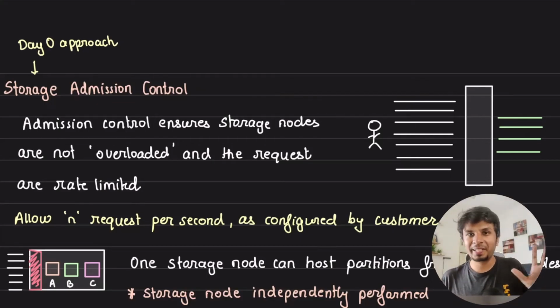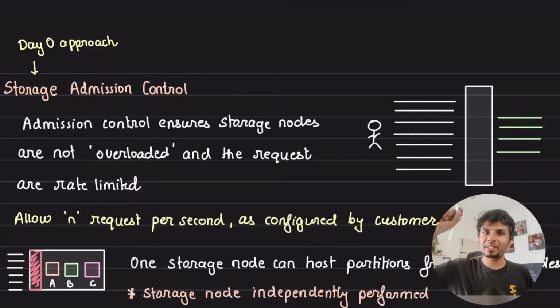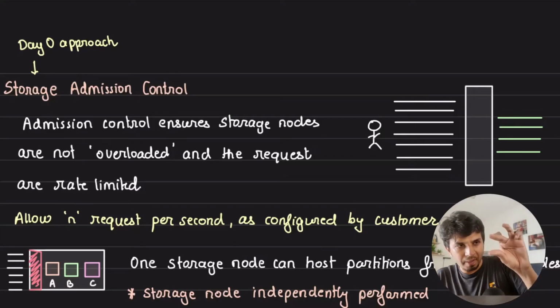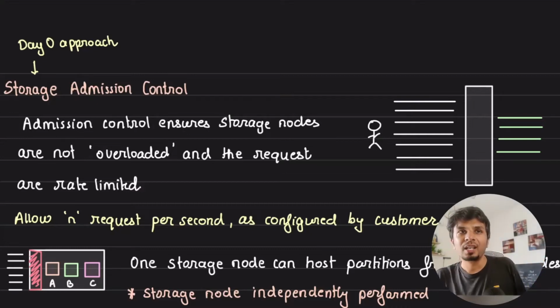I told you it's going to be deep, right? The next one is storage admission control. Really important. So storage admission control is the part that how much load one storage node takes care, like could handle. This is all about storage admission control, right?